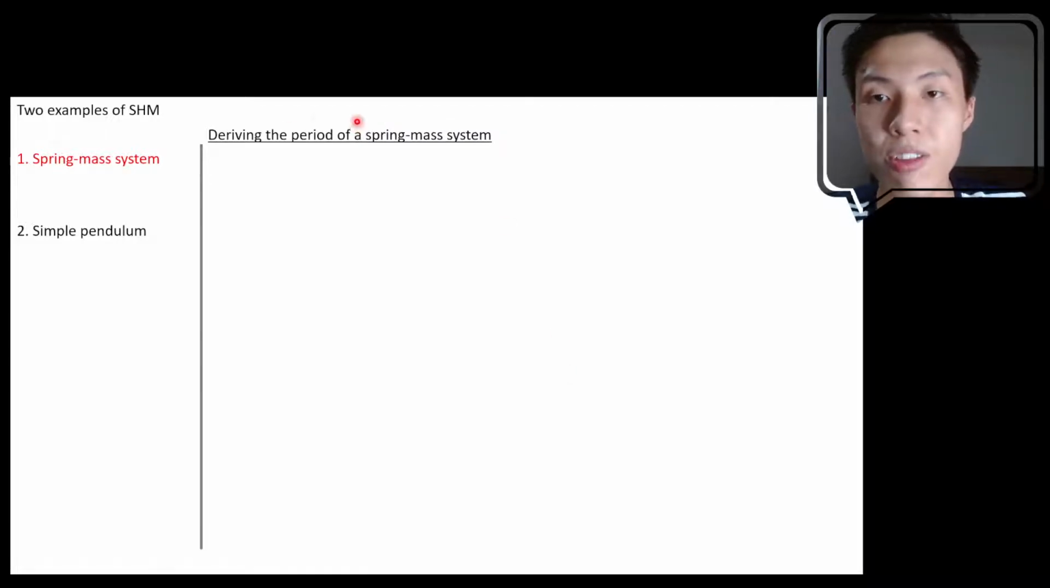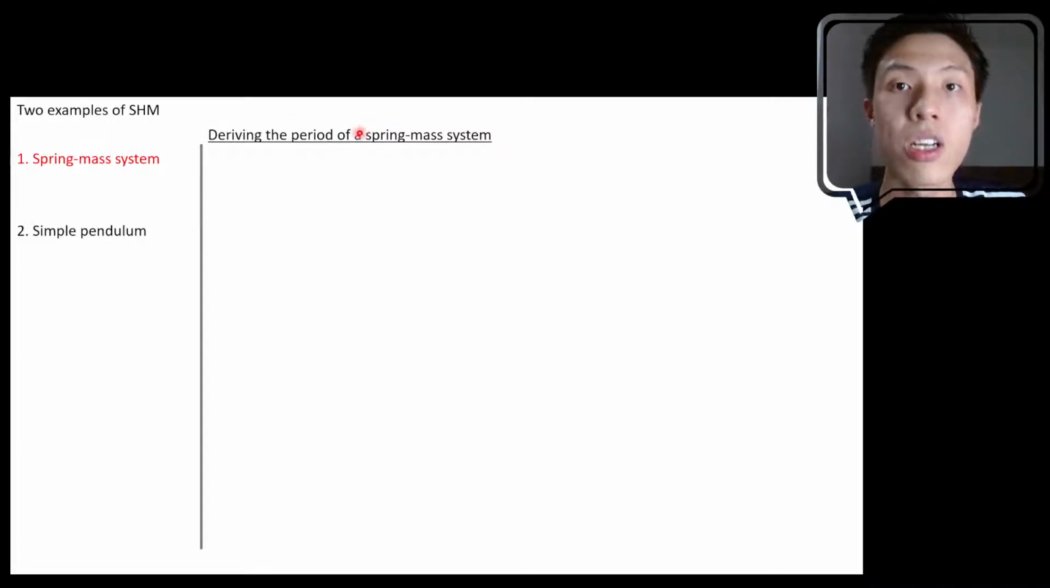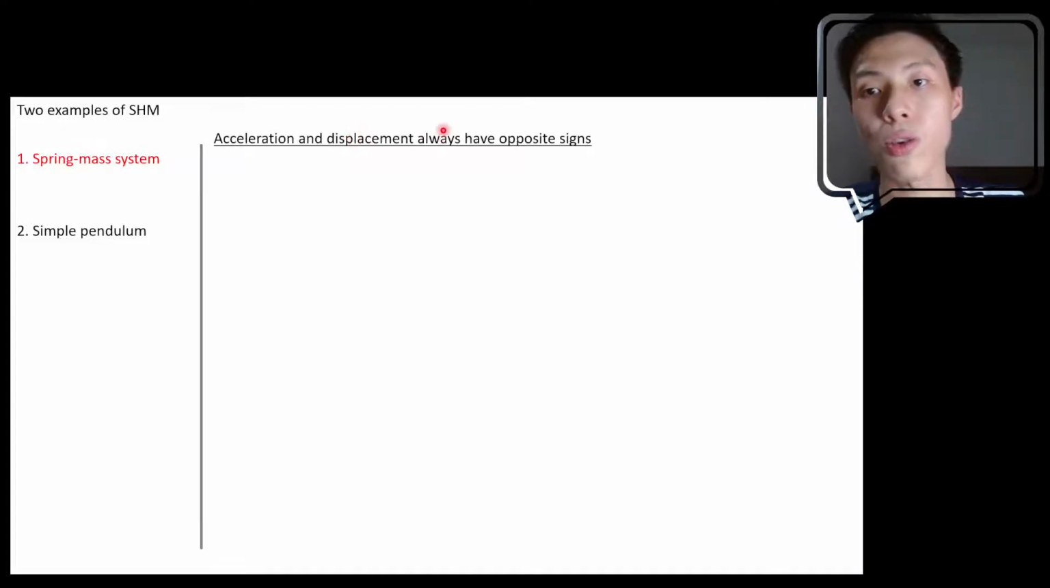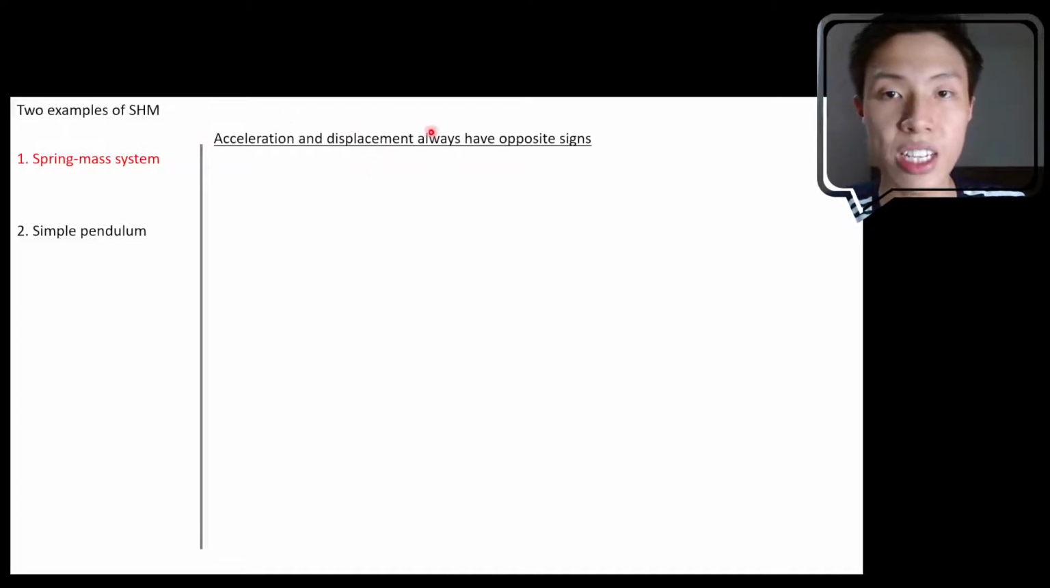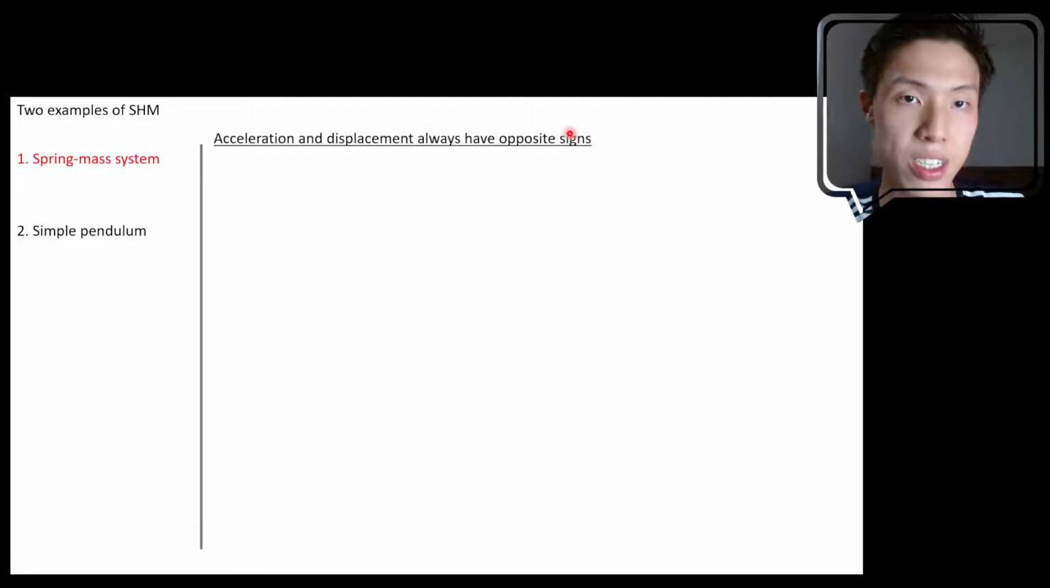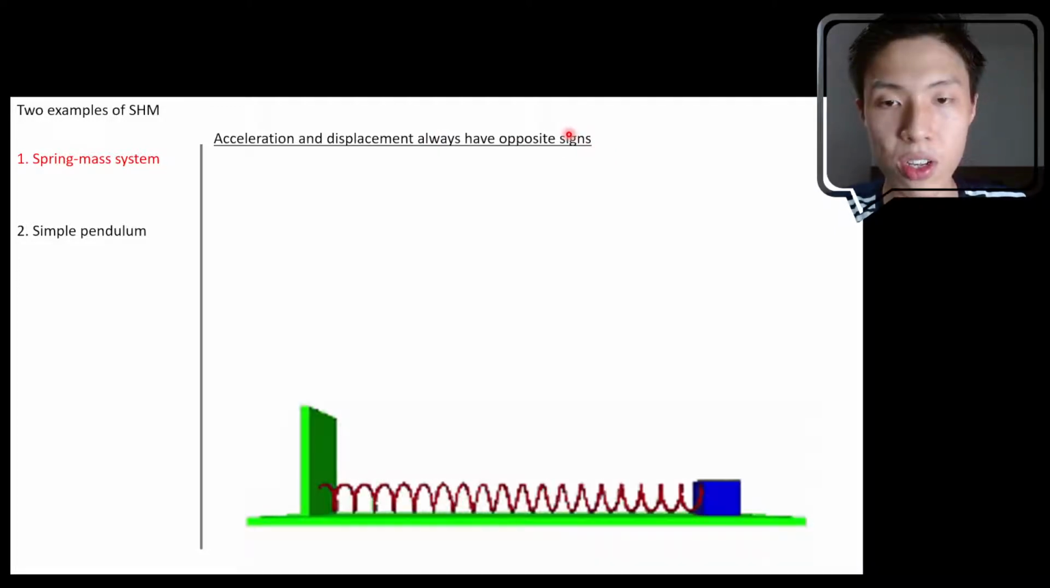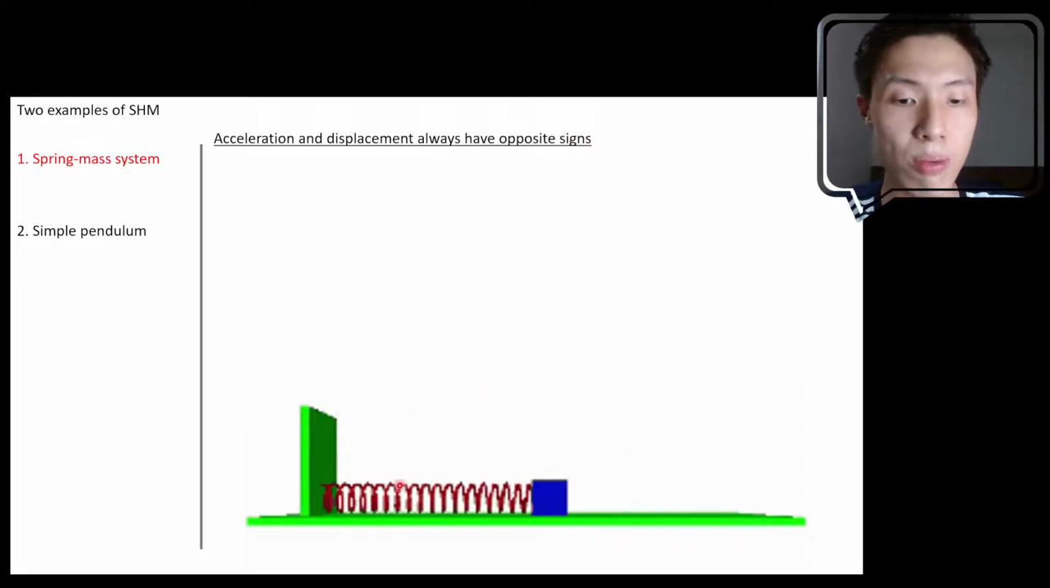Let's try to derive the period of a spring mass system. In order to do that, we might need to do a little bit of recall from a few earlier videos. The first thing that we need to recall is from the video where we discuss that acceleration and displacement always have opposite sign. In that video, we analyze a spring mass system.